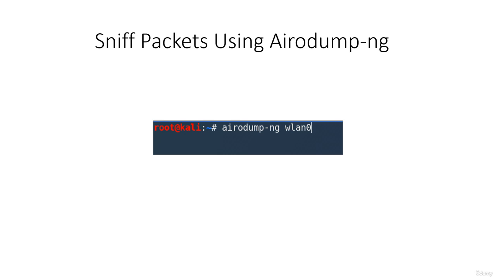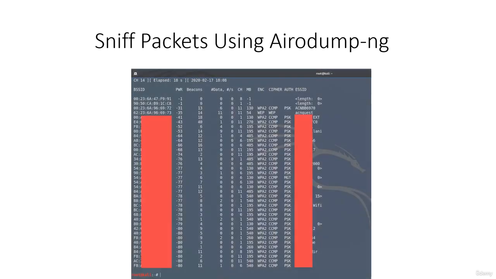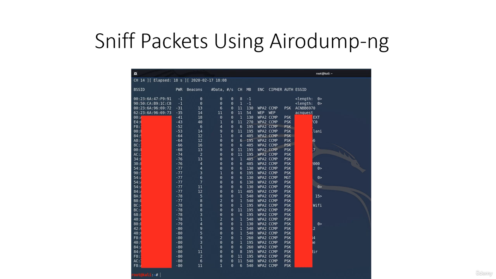So first run airodump-ng, and this is the interface of your wireless network, wlan0. After running this command, it will discover all the networks around me, and this program will continue running until we quit, which is Ctrl+C to quit. So as you can see, all of these wireless networks are around me.